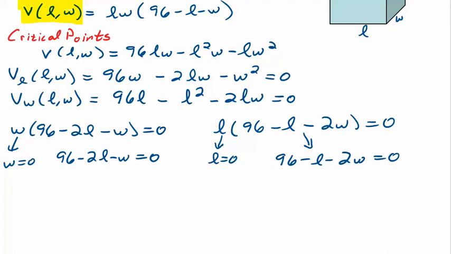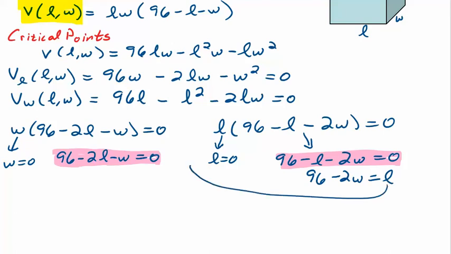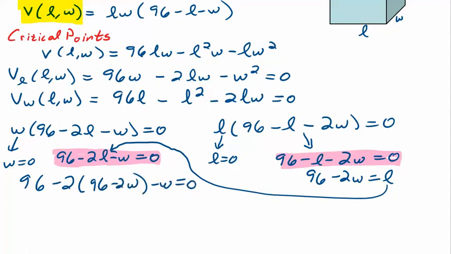All right, so now with these two equations, we have a system of linear equations, so that should be something we know how to do. Maybe use substitution and solve it. Let's see. How about we move the L to the other side of this and then substitute it over here. Maybe you solve this for W and moved it over, whatever. Okay, so we get 96 minus 2 times (96 minus 2W) minus W equals 0. All right, let's see what we get.